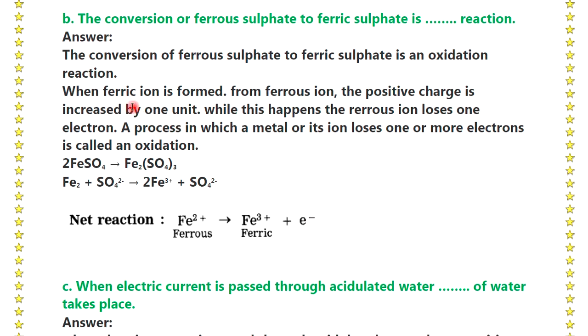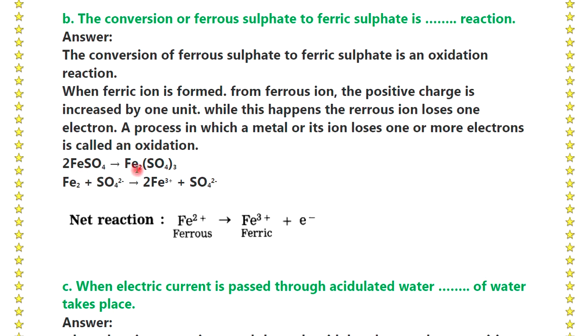Question number B. The conversion of ferrous sulfate to ferric sulfate is a dash reaction. Answer. The conversion of ferrous sulfate to ferric sulfate is an oxidation reaction. When ferric ion is formed from ferrous ion, the positive charge is increased by 1 unit. While this happens, the ferrous ion loses 1 electron. A process in which a metal or its ion loses one or more electrons is called oxidation.